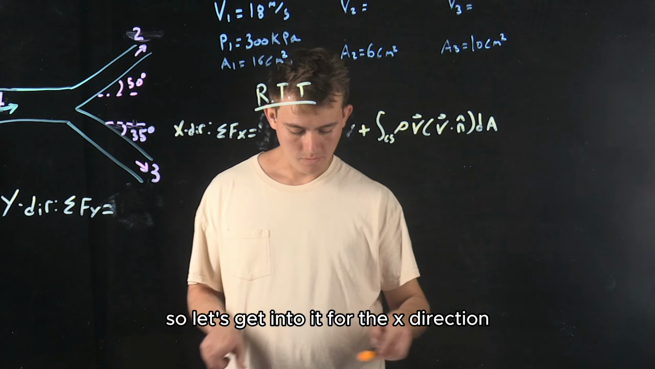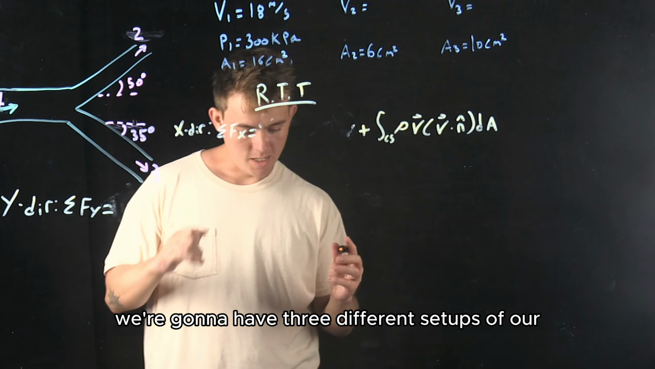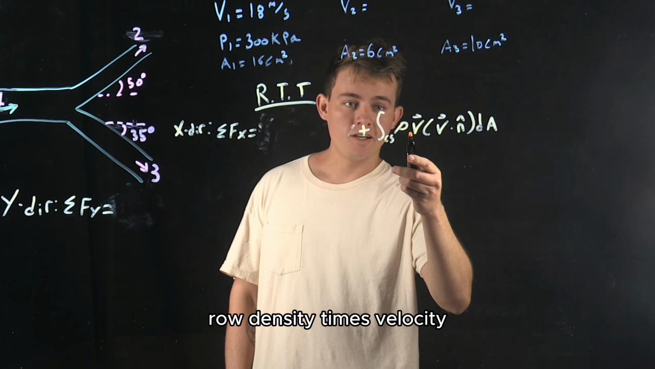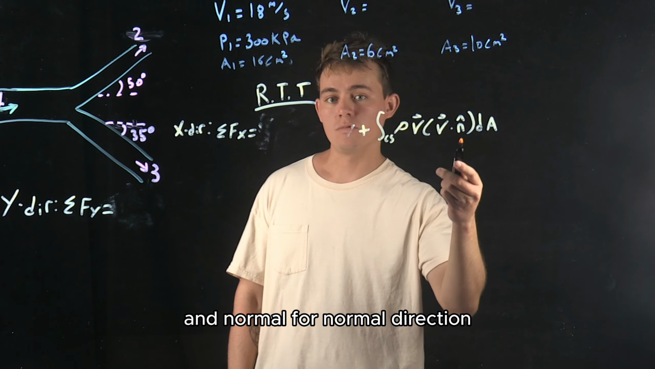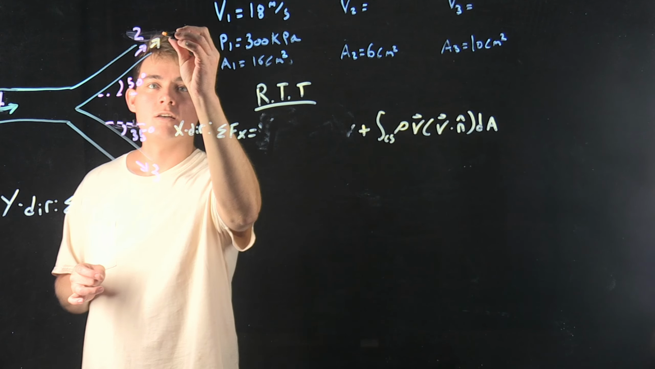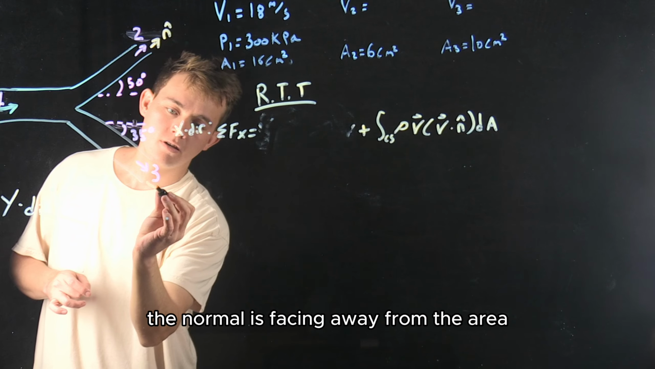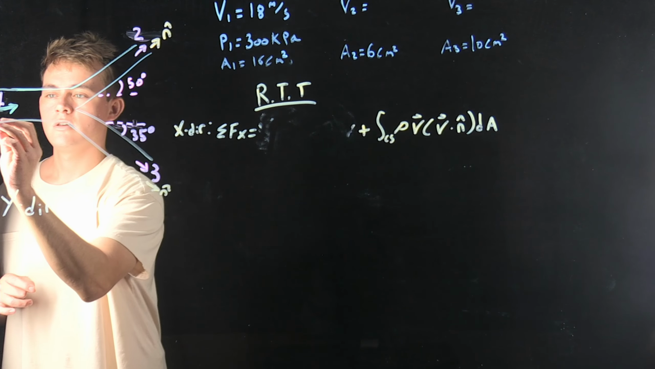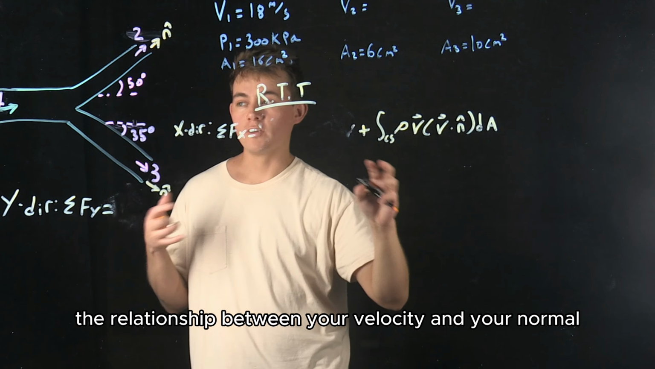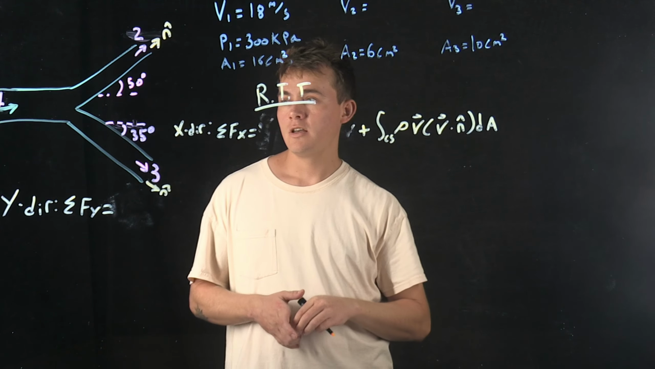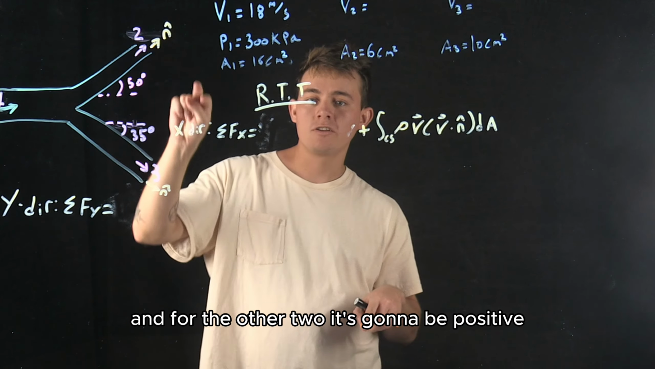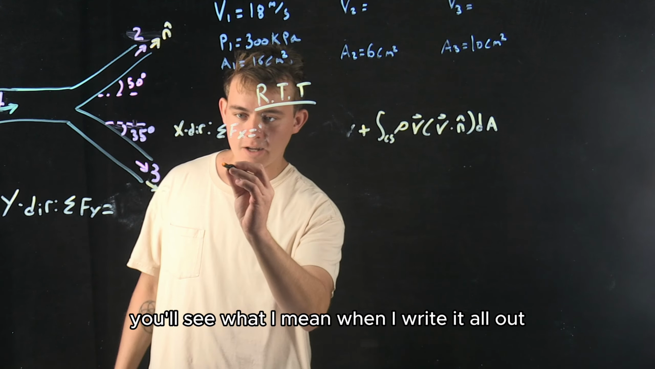For the x direction, we're going to have three different setups of our rho, density, times velocity, times the dot product of velocity and normal direction. Every time you have a normal direction, you just know that the normal is facing away from the area. This part of the equation is just looking at the relationship between your velocity and your normal. So here, since these are opposite directions, it's going to be a negative relation. And for the other two, it's going to be positive. You'll see what I mean when I write it all out.